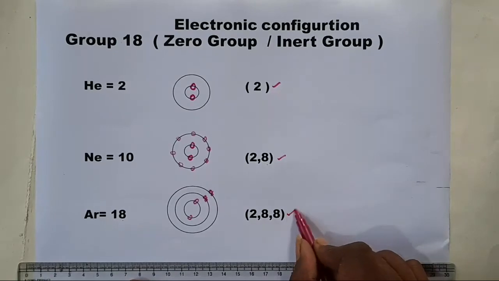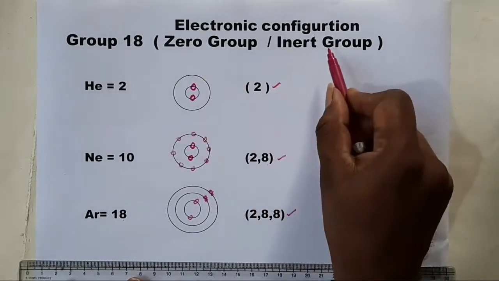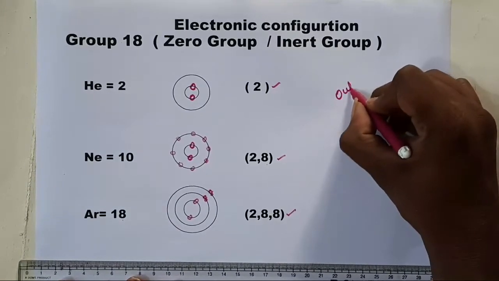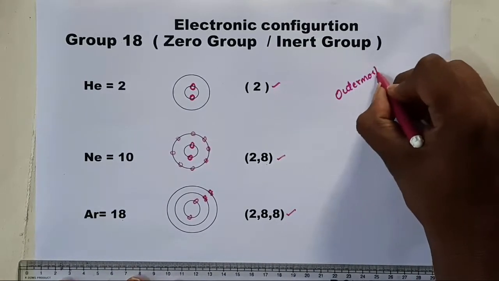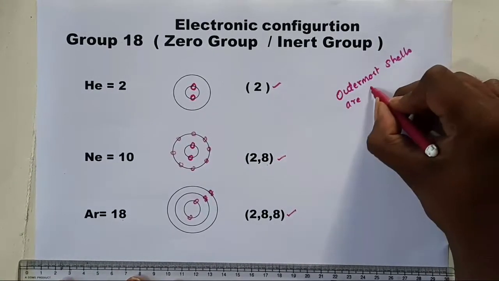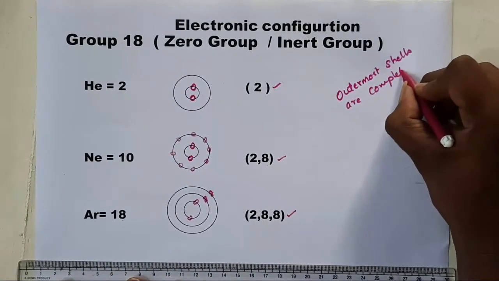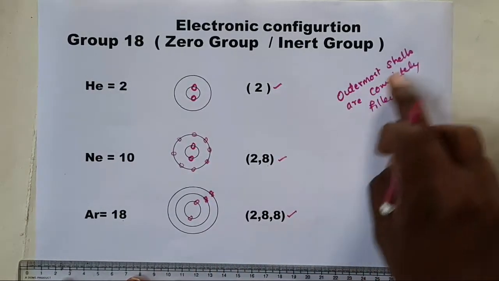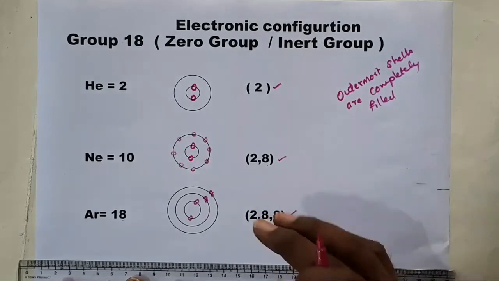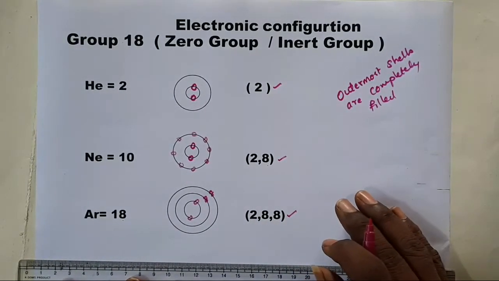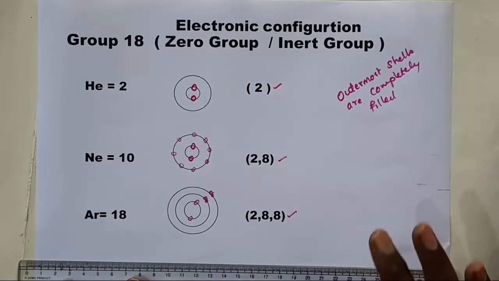They are complete. That means what you see in group 18 is that the outermost shells are completely filled. Now these outermost shells which are completely filled will not give electrons or accept electrons, so they will not take part in any chemical reaction.